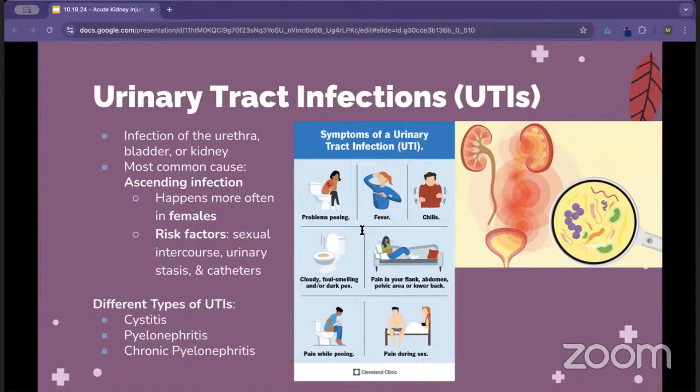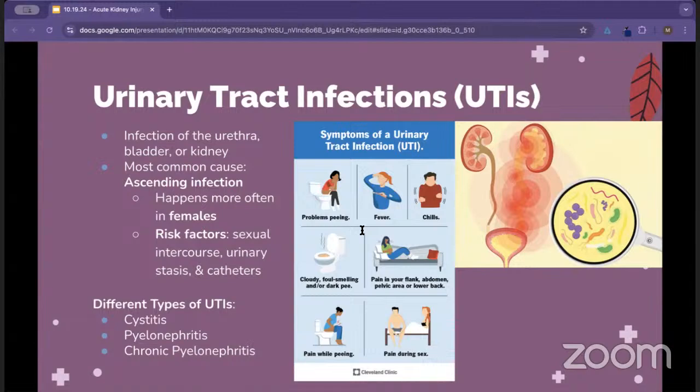Risk factors for UTIs include sexual activity, because that increases the risk of introducing bacteria into the urinary tract. Urinary stasis, with conditions like benign prostatic hyperplasia, BPH, like I mentioned before, in men, or incomplete bladder emptying in both sexes, can increase the risk. Another risk factor is catheter use. Indwelling catheters in hospitals provide a direct pathway for bacteria to enter the bladder. That would lead to catheter-associated UTIs, or CAUTIs.